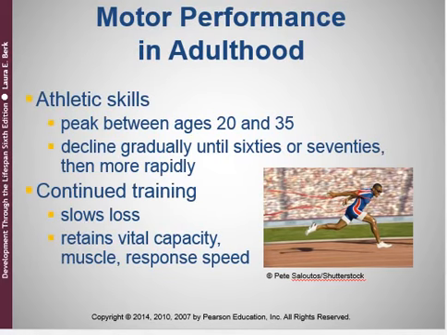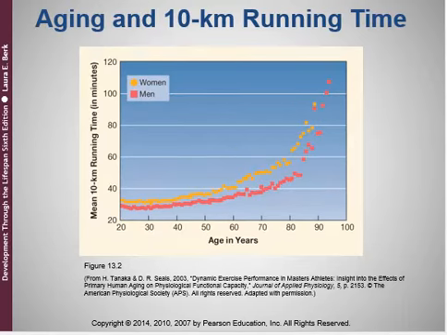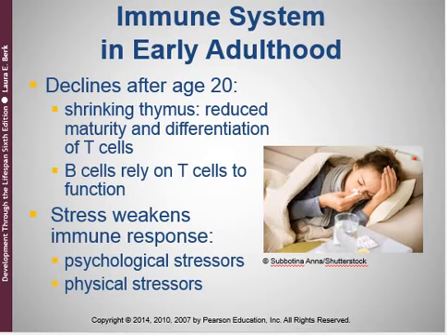Motor performance. Similarly, athletic skills peak between 20 and 35, and then they decline only very, very gradually. If you continue training, meaning if you exercise, then that loss will be slower. You'll be building muscle, and you'll keep ahead of the loss of muscle strength, and you'll maintain stamina, response speed, and muscle mass.